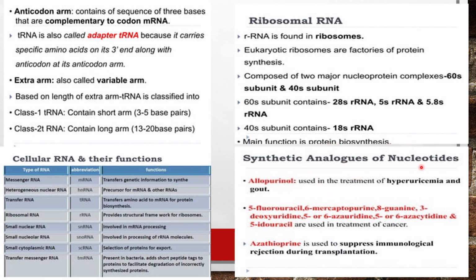Then synthetic analogues of nucleotides. Already I have discussed allopurinol, 5-fluorouracil, 6-mercaptopurine, 8-azaguanine, and then 3-deoxyuridine and 5- and 6-azauridine. These are basically used in the treatment of cancer. Then azathioprine is used as an immunosuppressor in immunological rejections during transplantation.